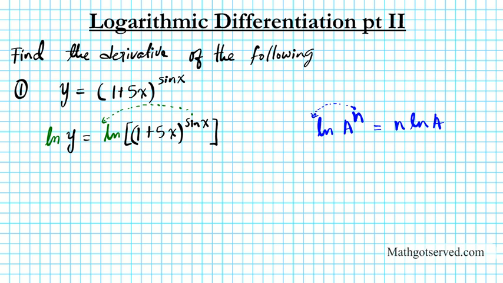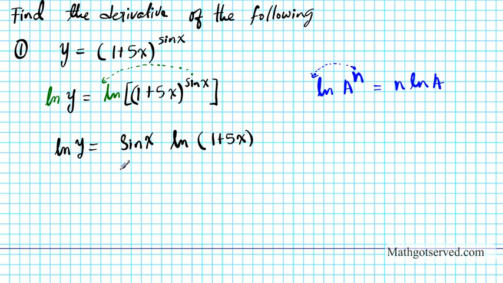Alright? So if we apply that, we're going to have the natural logarithm of y equals sine x times the natural logarithm of 1 plus 5x. So the benefit of taking the natural logarithm of both sides is that we get to bring this power down, and we can then apply the product rule in the differentiation of the right side. Okay? So now we're going to differentiate both sides implicitly, and then we'll isolate y prime, which is the derivative.